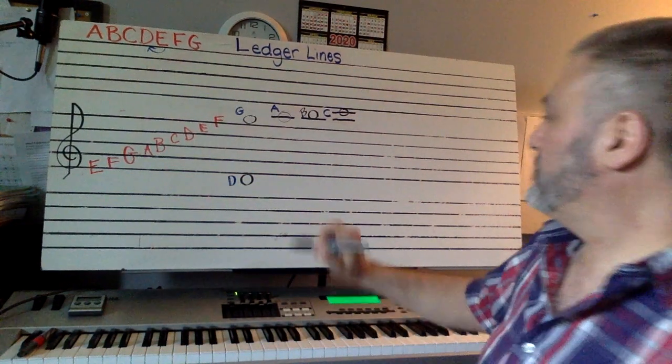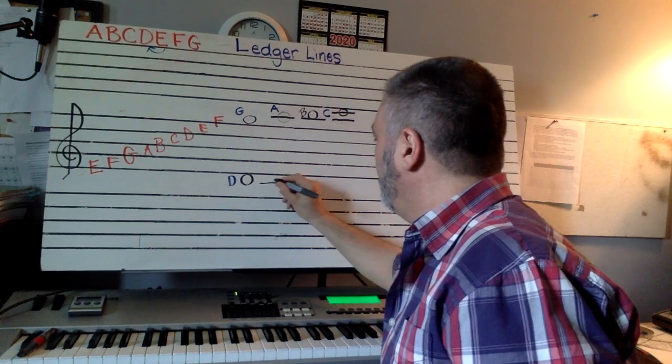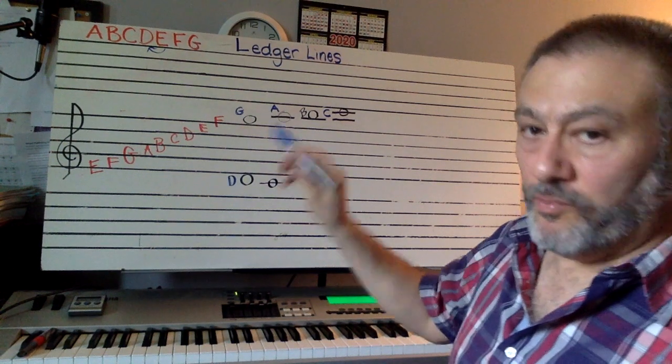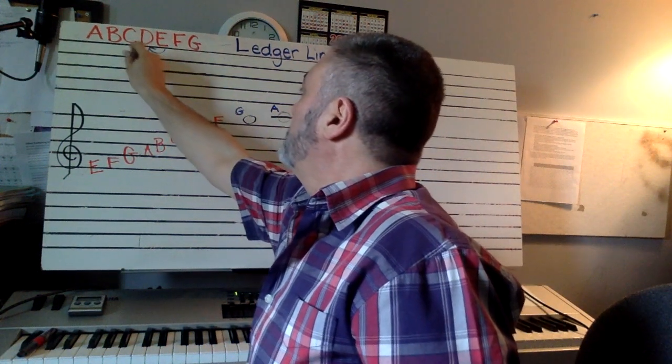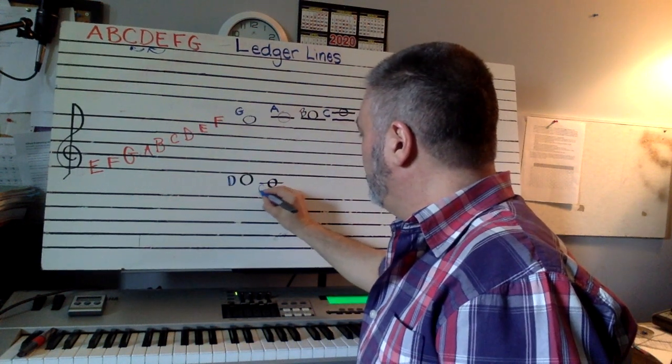Okay, let's add a ledger line. So 1 ledger line below the staff. Okay. Let's go backwards again. So we left off at D. So we're at C. 1 ledger line is C.